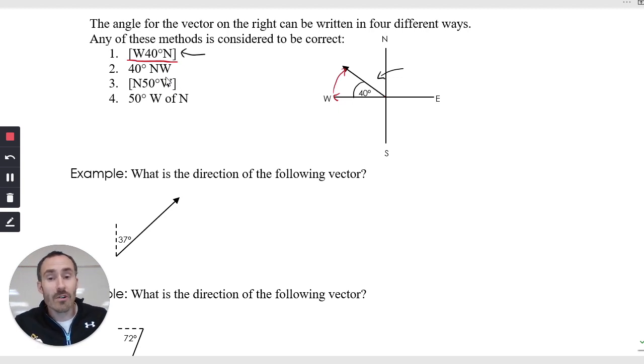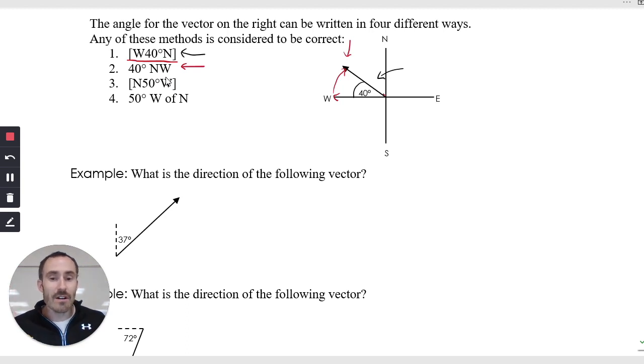Okay, I like that one the best, find it the clearest. It's not the only correct one. All these other ones on this list are also correct. This 40 degrees northwest, that one is technically correct. I like that one less because often people who don't actually know how to write the angle clearly just use that one because they see that the vector is in the northwest quadrant over here and they see it's 40 degrees. And so 40 degrees northwest, and that's it. But that's not necessarily correct.